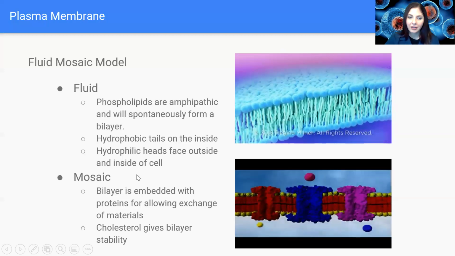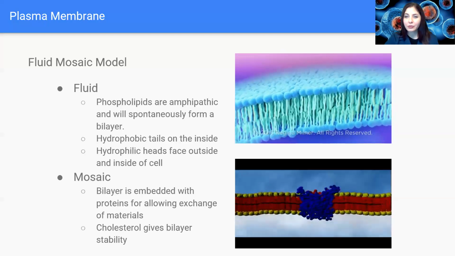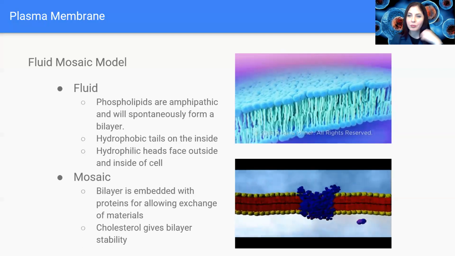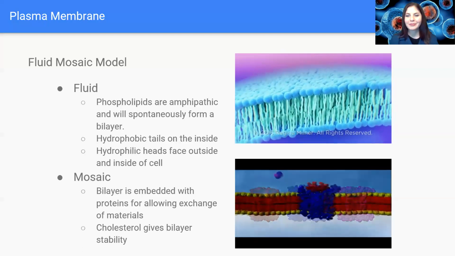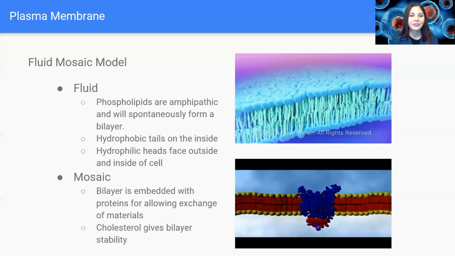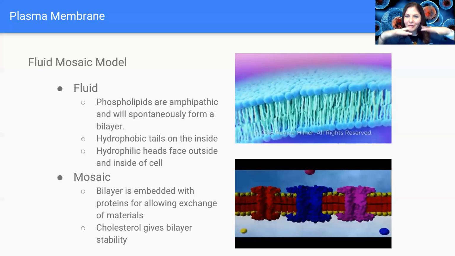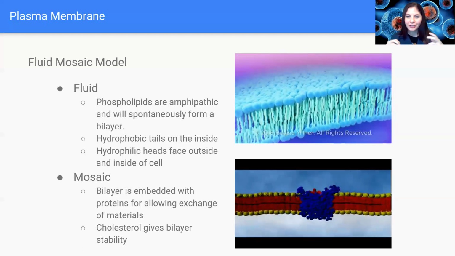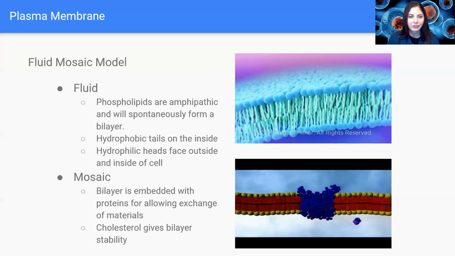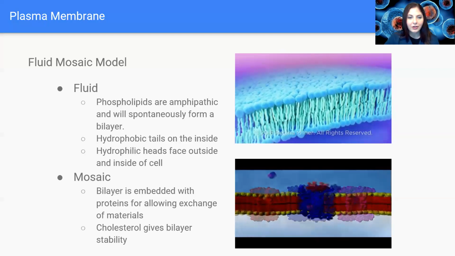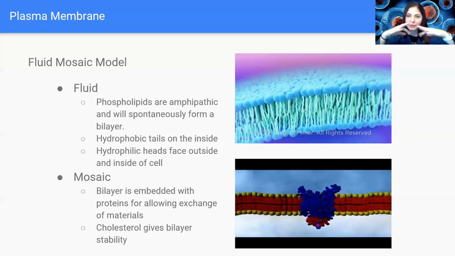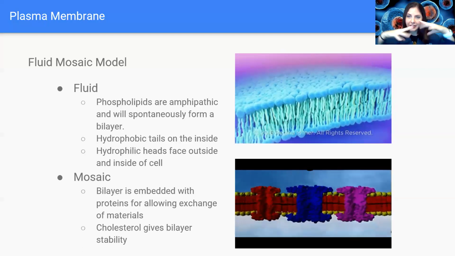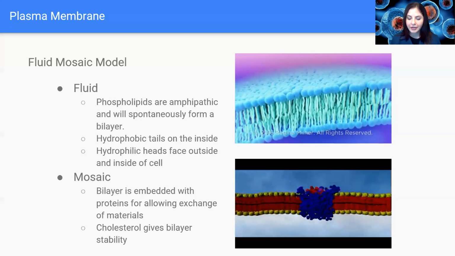Now the mosaic component, again, the bilayer is going to be embedded with all kinds of different proteins and different types of fats, as well as carbohydrates. And it gives it this little mosaic look to it if you were looking at it with a microscope. So cholesterol actually gives the bilayer its stability, and the cholesterol is kind of integrated throughout that plasma membrane.